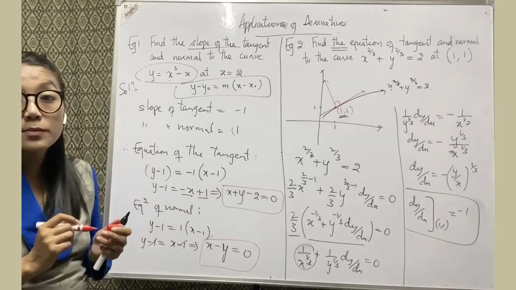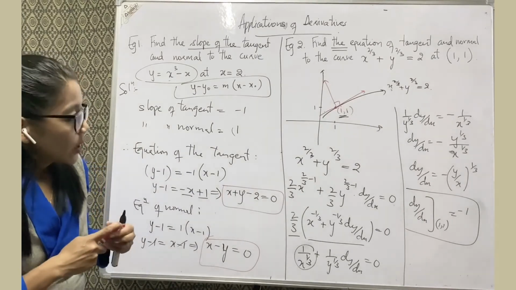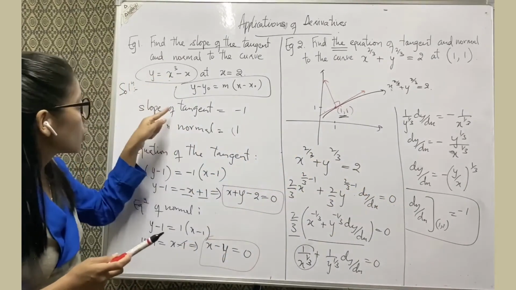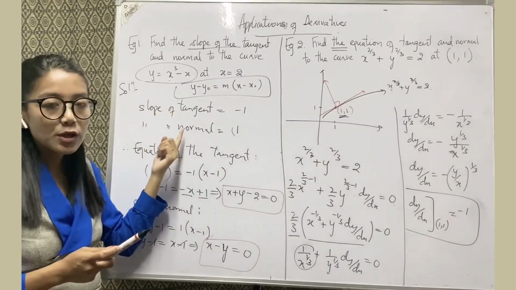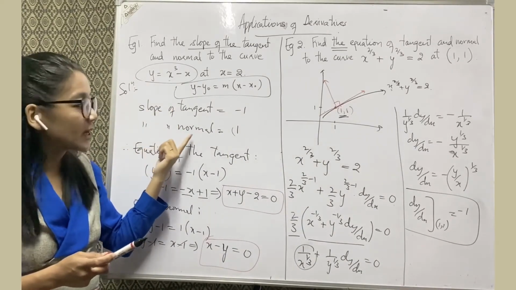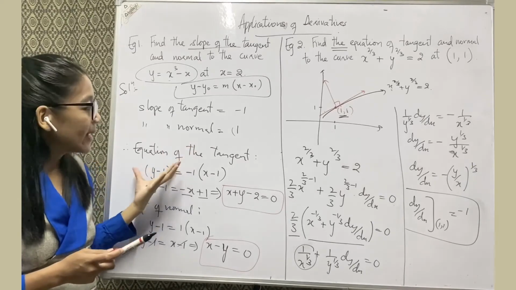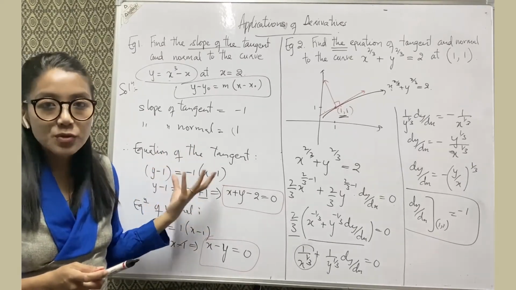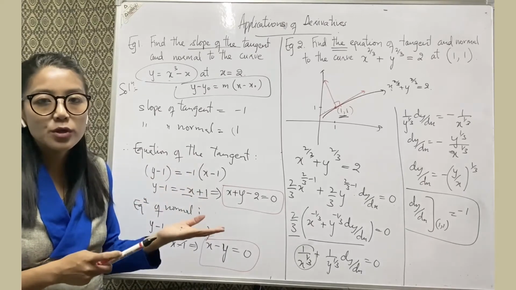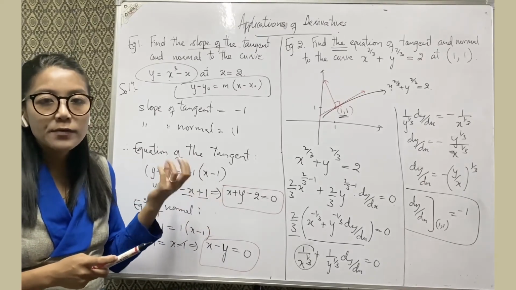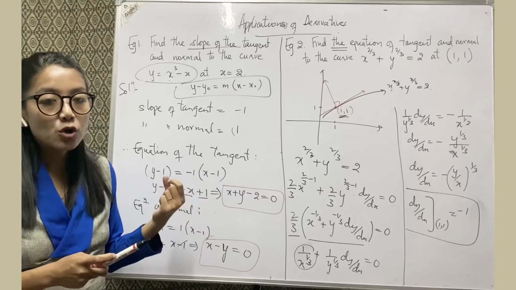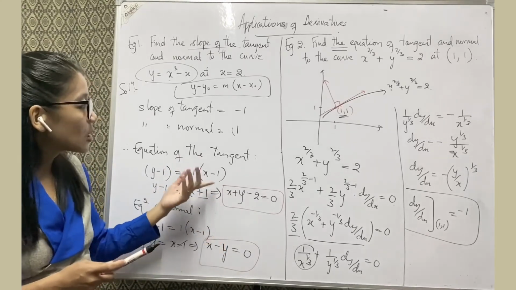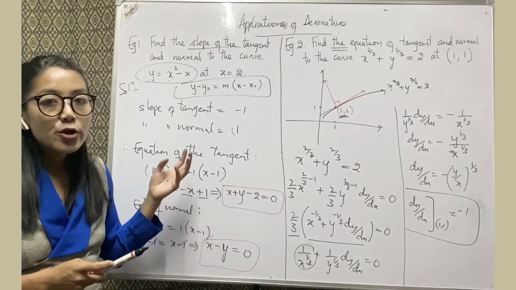Now it's very simple. Here you see we applied the derivative only to find the slope of the tangent, corresponding to which, using the concept of straight lines, we get the slope of the normal. All these things you have already studied in the chapter on straight lines. You know how to find the equation of a line if you have the slope of the line and a point on the line. So I'm just using that concept here. So this is how we get the slope of the tangent and normal.